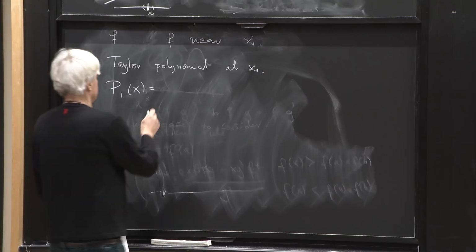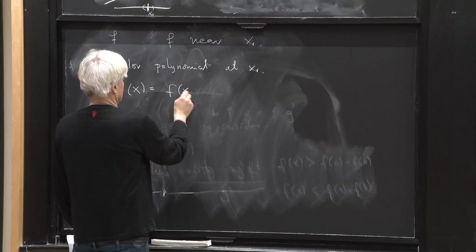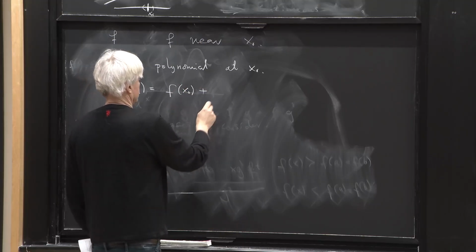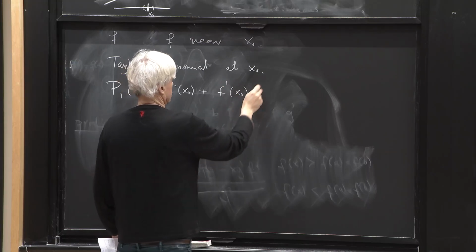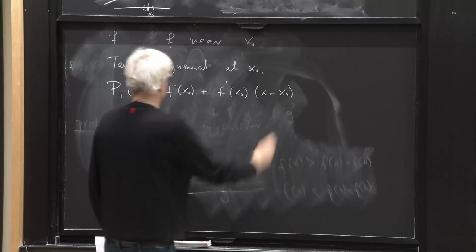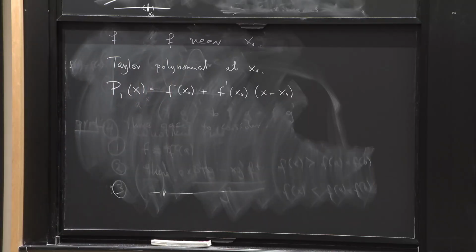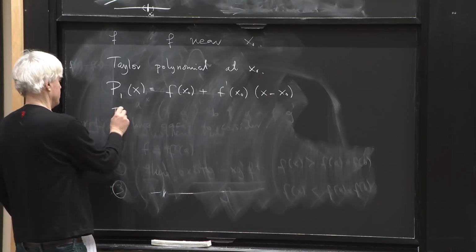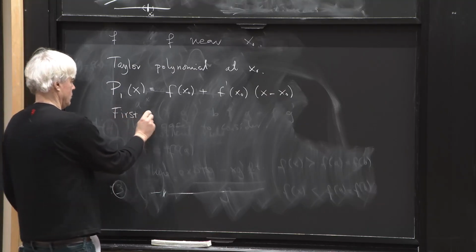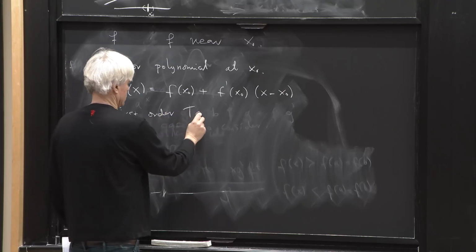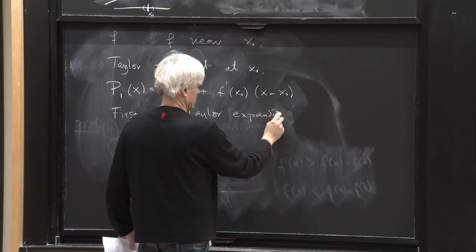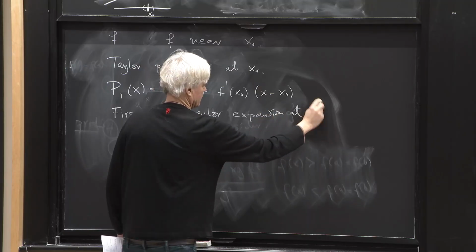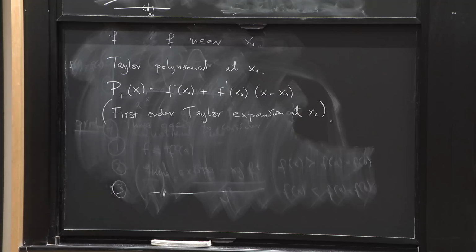So this thing here is, by definition, the value of f at x0 plus the derivative of f at x0 times x minus x0. So this here is the first order Taylor expansion at x0. Okay.